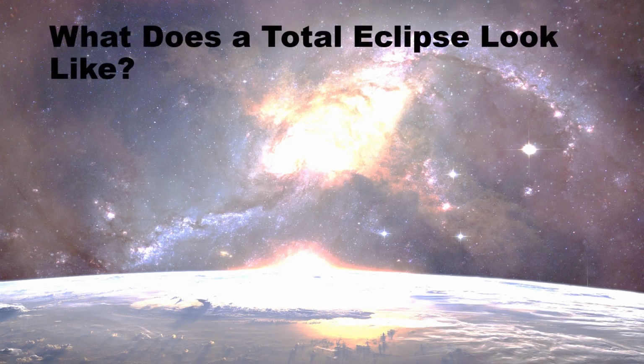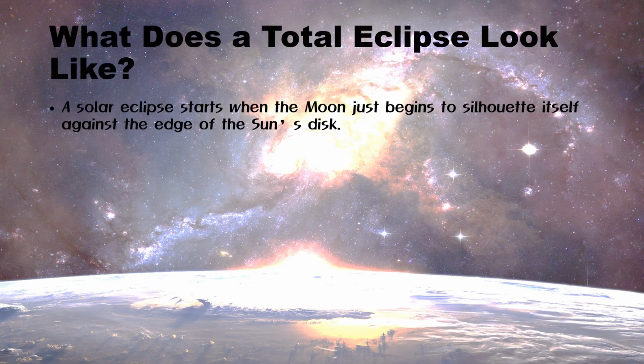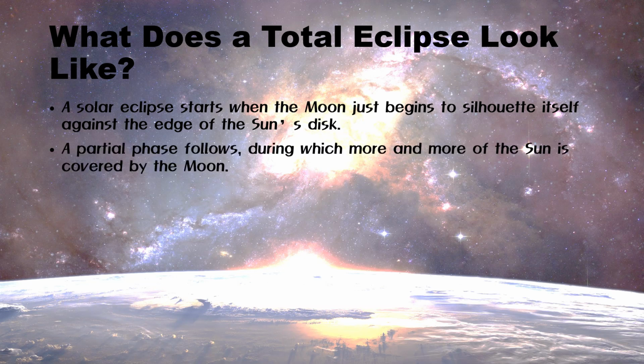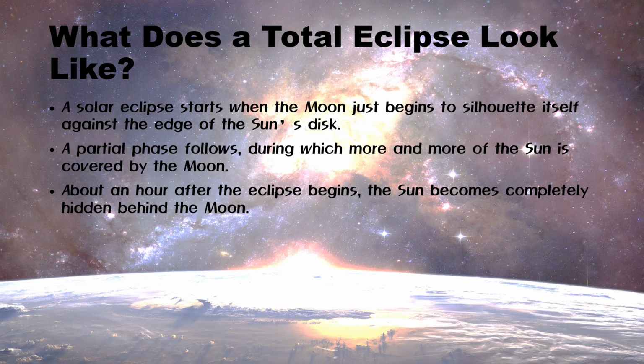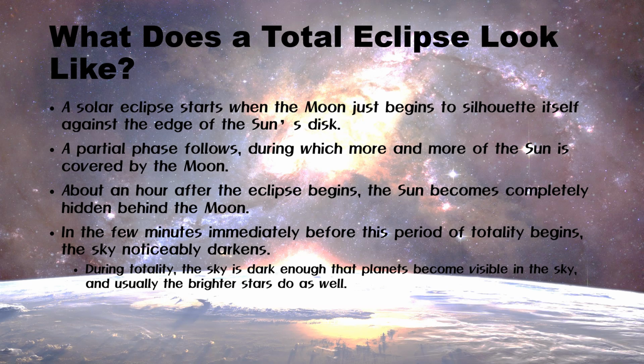So what does a total eclipse actually look like? Well, a solar eclipse starts when the moon just begins to silhouette itself against the edge of the sun's disk. Then a partial phase follows, during which more and more of the sun is covered by the moon. After about an hour, the sun becomes completely hidden behind the moon. In the few minutes immediately before totality begins, the sky noticeably darkens.